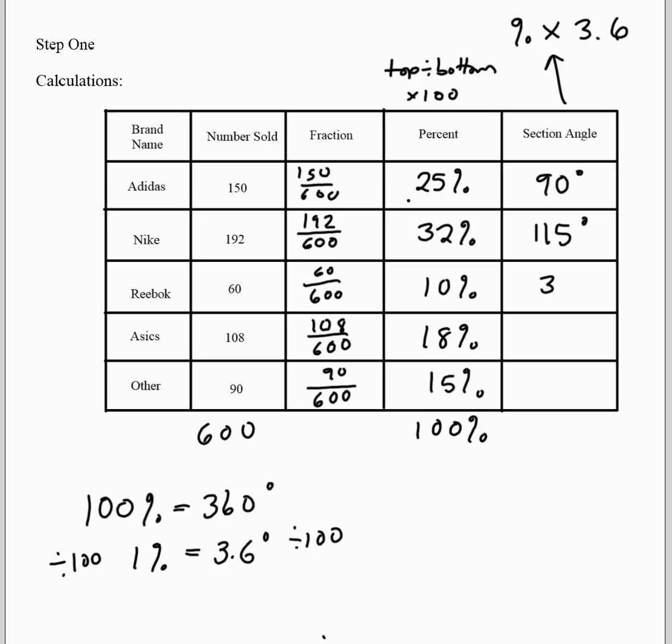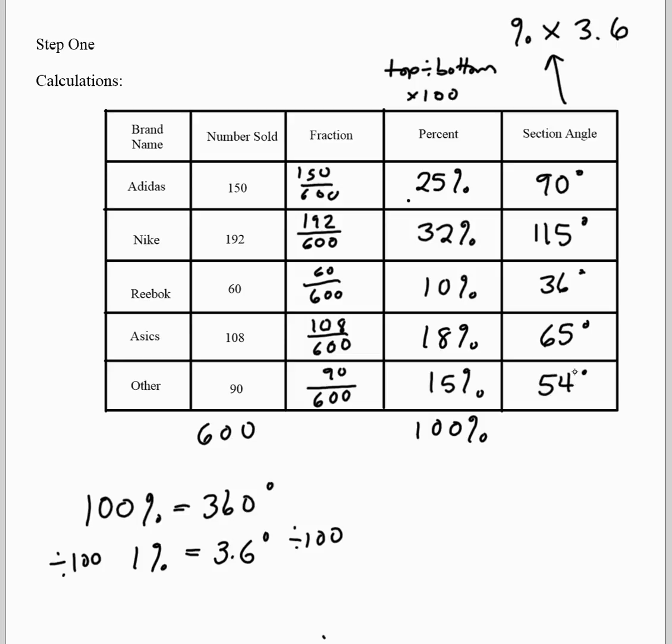10% is going to be 36 degrees. 18% will be 64.8, so we'll round that to 65 degrees. And 15% will be 54 degrees.